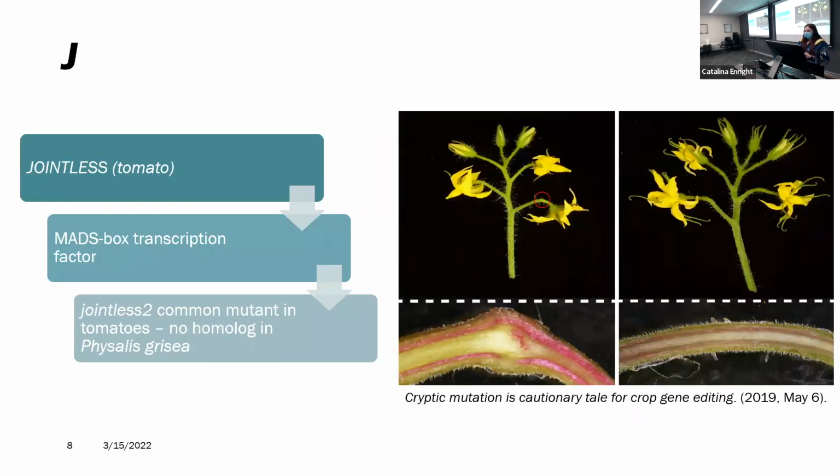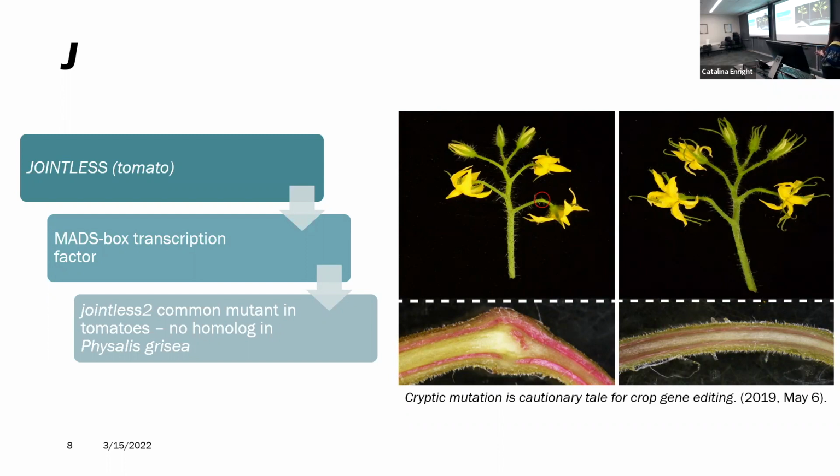So the first gene that I will be talking about today is J, which is the homologue of jointless in tomato. So J is in Physalis, jointless is in tomato. It is a MADS-box transcription factor, which regulates floral organ development. Jointless 2, which is the homologue of jointless in tomato, there's a lot of homologue going on here, creates a jointless phenotype when it's knocked out; it does not have a joint. However, this homologue does not exist in Physalis grisea. That would be my first choice as it's used a lot in the commercial variants, but that does not exist in Physalis. So I'm going to target jointless to see if I can knock out an abscission zone.